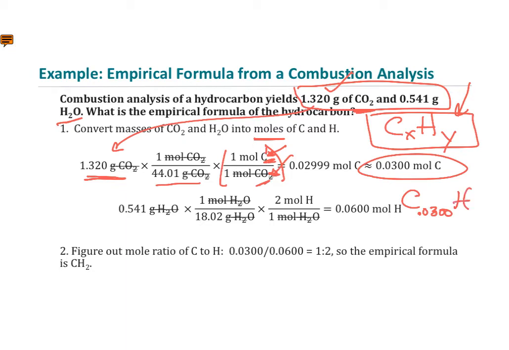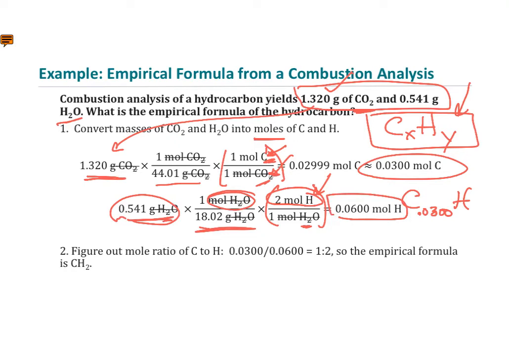Now let's do the same for hydrogen. Convert the water that was produced to hydrogen atoms. So water molar mass is 18.02. Okay, that gives us the moles of water. Then be careful here for the mole ratio. Remember, for every 1 mole of water that is collected and measured, there were 2 moles of hydrogen atoms in the original fuel. So we then get that the relative moles of hydrogen are 0.0600.